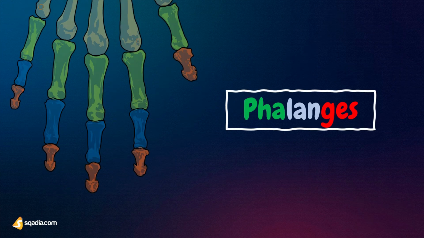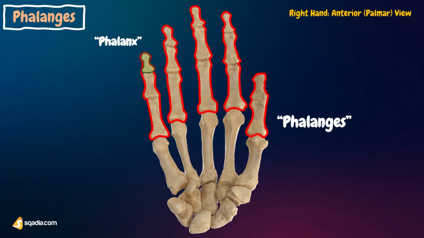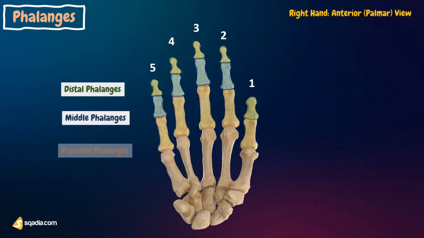The bones of fingers are called phalanges in the language of anatomy. Phalanx is for a single bone and phalanges for all. There are 14 phalanges in each hand, 3 for each finger and 2 for the thumb. Due to their location, they are divided into distal, middle, and proximal phalanges in each finger.